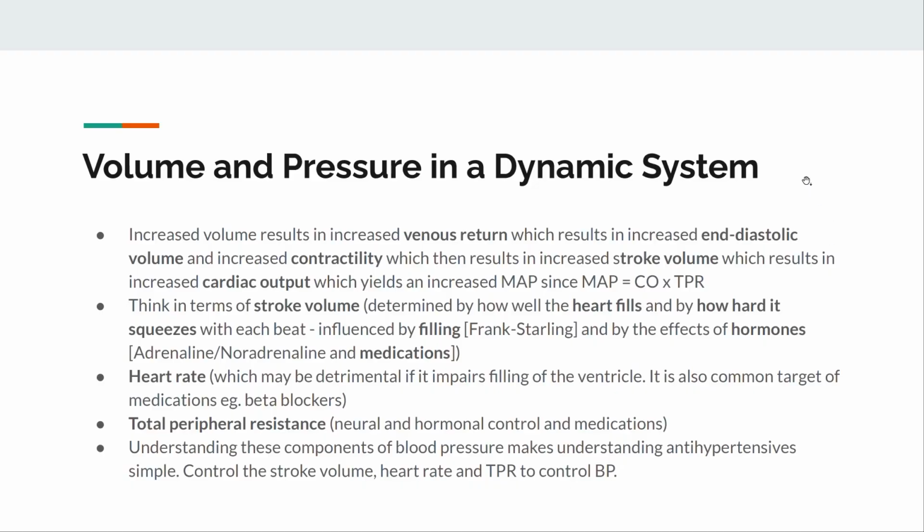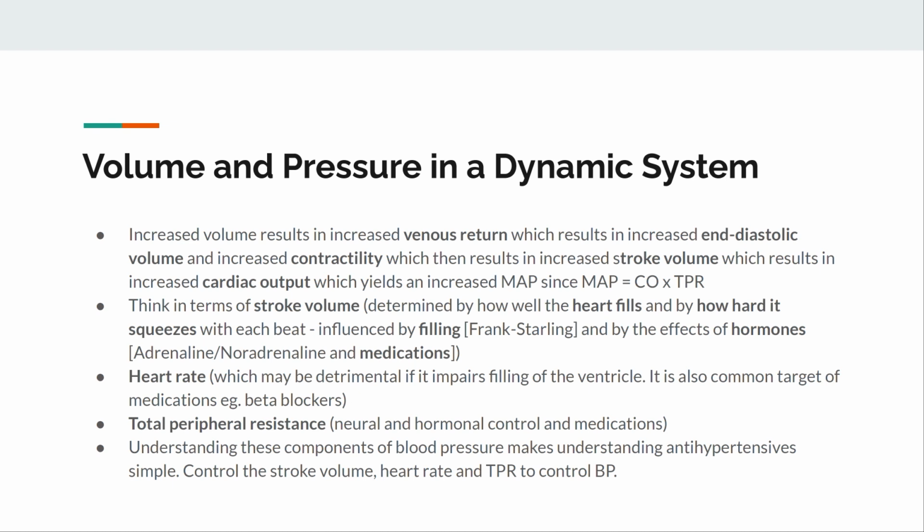The thing to take away from all of this is that it's a dynamic thing, and if you've got more volume, there'll be more venous return, which means there's a greater end diastolic volume, and then via Frank-Starling there'll be more contractility, and so you'll have a greater stroke volume, which means you've got more cardiac output and more mean arterial pressure.